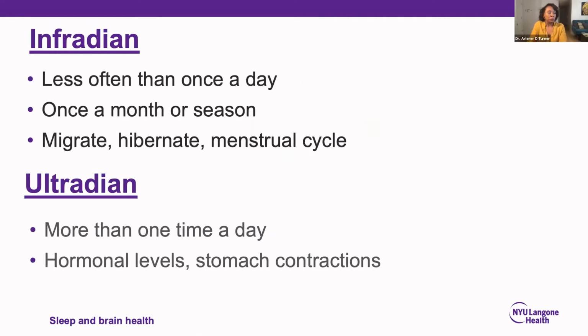And so it's not just, like I said, our body has a lot of different rhythms. So it's not just the circadian rhythm we're talking about. There's also the infradian rhythm, which is less than once a day, once a month or once a season. So these are things like migrations for birds, hibernation for bears, menstrual cycle for human women, something like that. And then ultradian rhythms are more than one time a day. So things like our hormone levels or the stomach contractions that tell us that we're hungry.